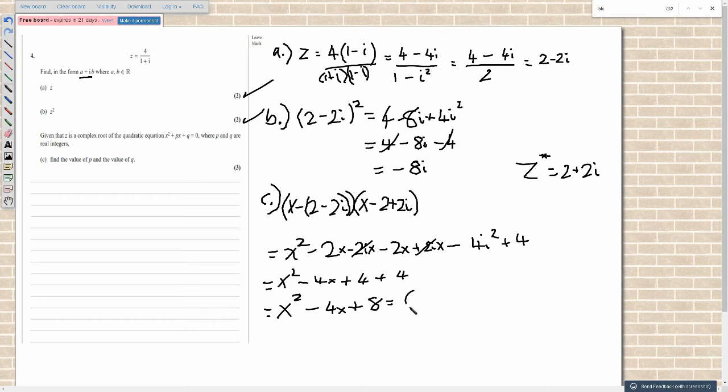is equal to 0. So therefore, we know that p is this part here, so p is minus 4, and q is equal to this bit here, which is 8. And there you go. That's for the last 3 marks. Hopefully that's okay.